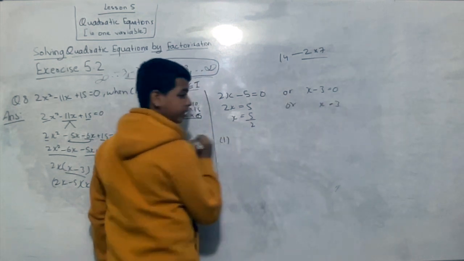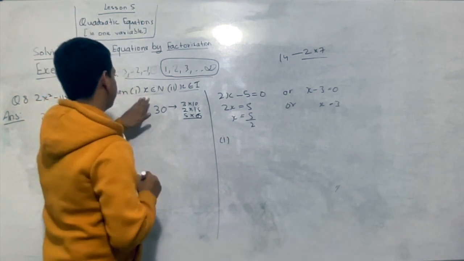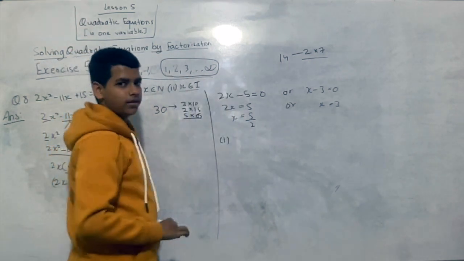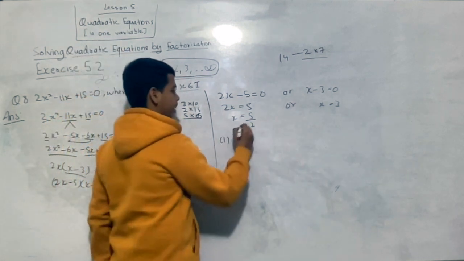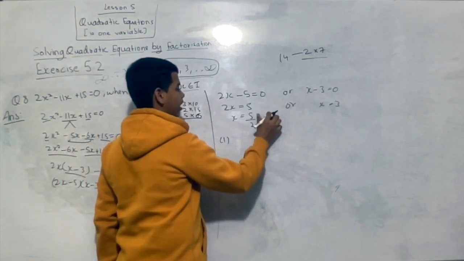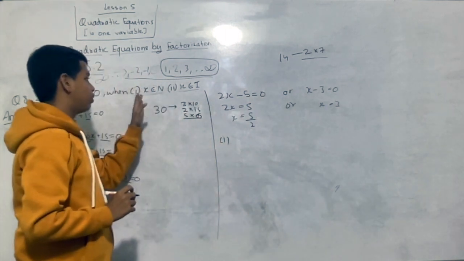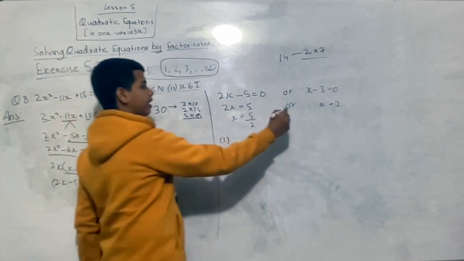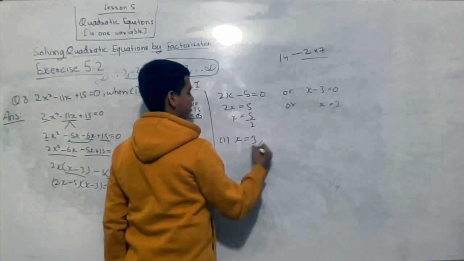Now according to the first sub question, we should get x such that x should belong to natural number. Natural number includes 1, 2, 3, 4, etc. Now this is a fraction, this doesn't belong anywhere. So we can say that this is not the criteria which the first sub question asked us. It asked that we should find x, and x should belong to a natural number, and here 3 is a natural number. So we can say for the first sub question the solution is 3.